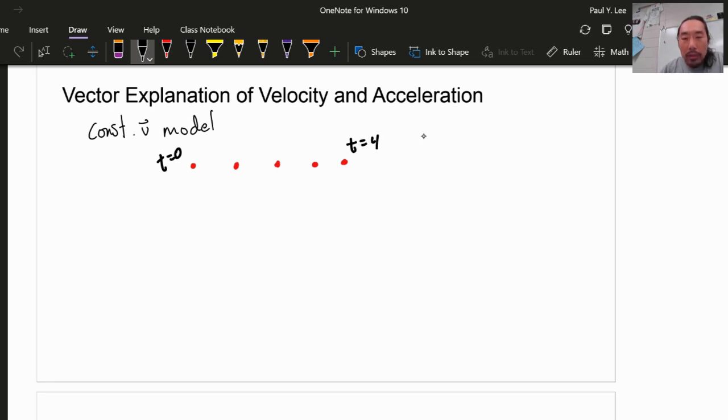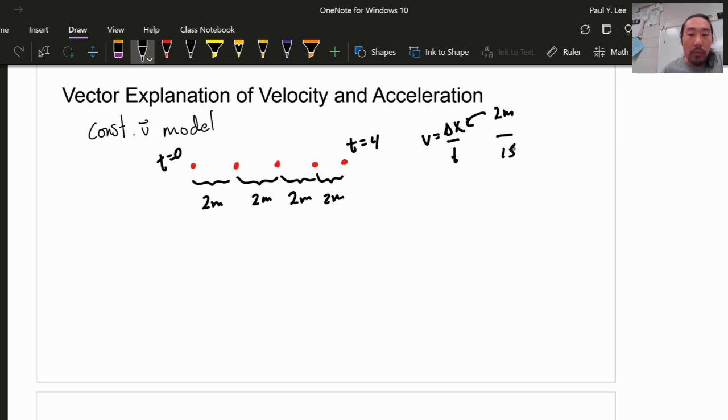Okay, if we look at the formula for velocity, it's the change in position over a unit of time. So let's say at every second we travel 2 meters. From here to here is 2 meters, and from here to here, it's 2 meters. So what this shows us is that for every second, we're traveling the same amount of distance. For every 1 second, we travel 2 meters. So the velocity is 2 meters per second.